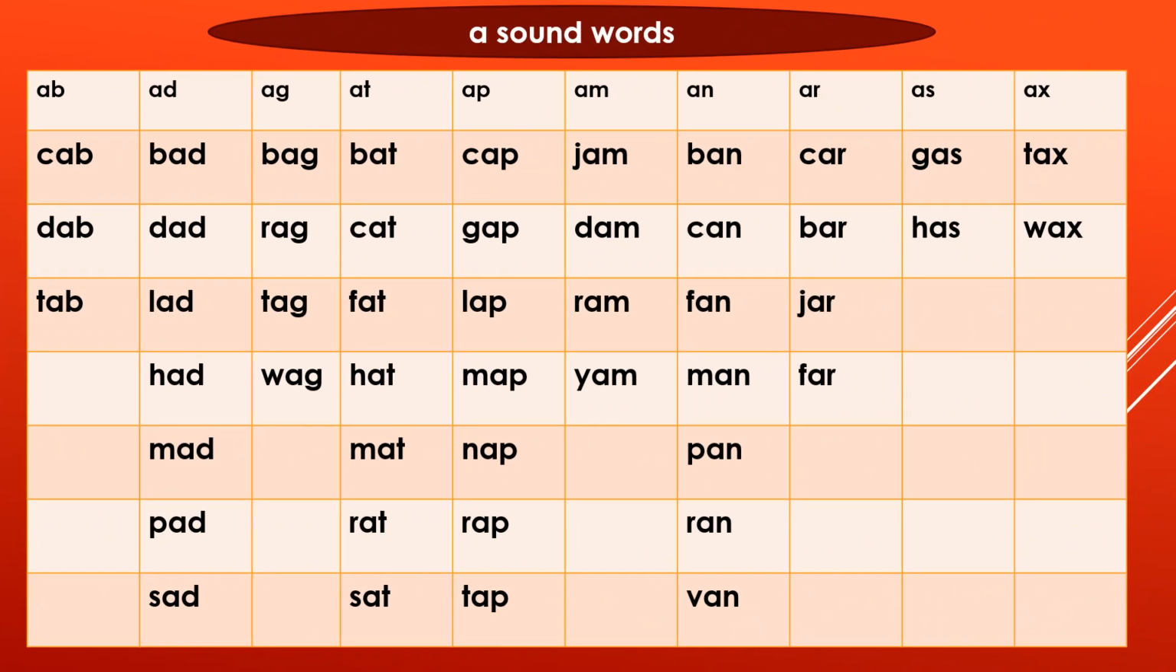Now we are ready to read A sound words. So, what we are going to do? We are going to add the sounds of all the letters. Ab, k, ab, cab, d, ab, dab, t, ab, tab.